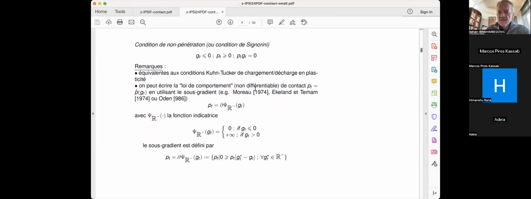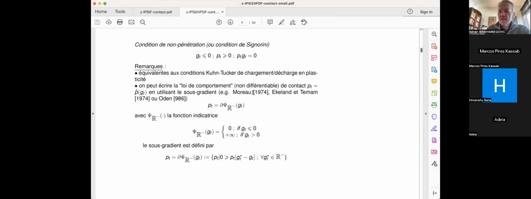Well, this case is so-called non-smooth, non-differentiable, and you cannot obtain the constitutive behavior for a contact to be something like P at any time T being some kind of function, P hat of G, the gap at any time T. Then you go into something called convex structure computation. You introduce the notion of subgradient.